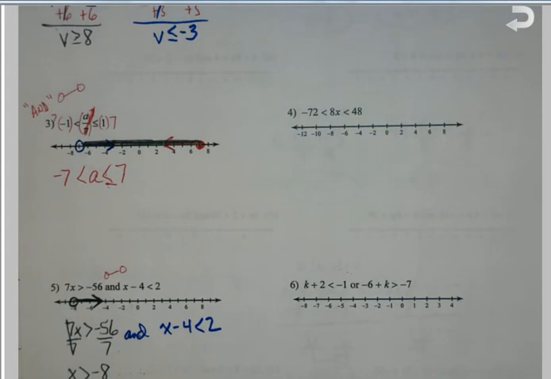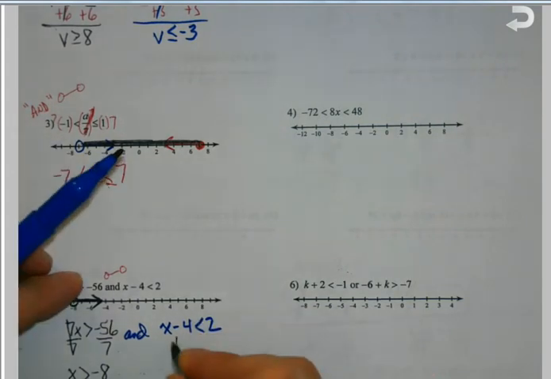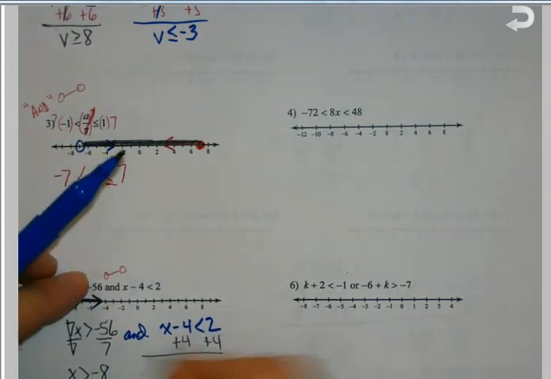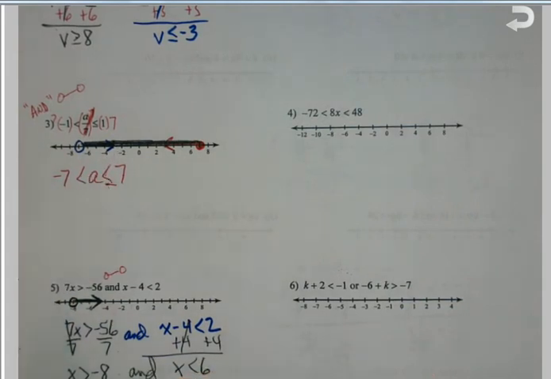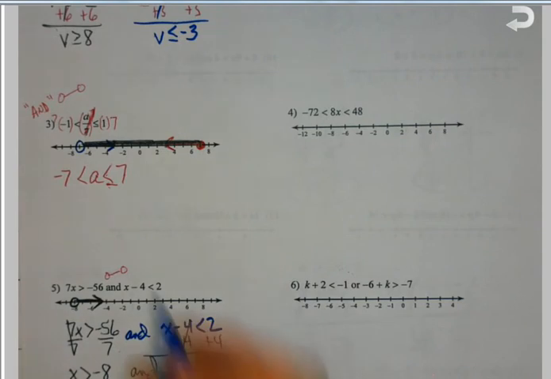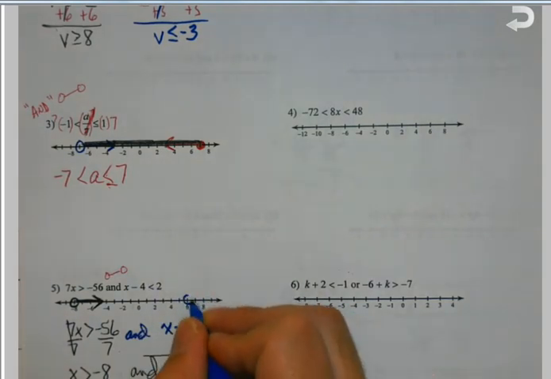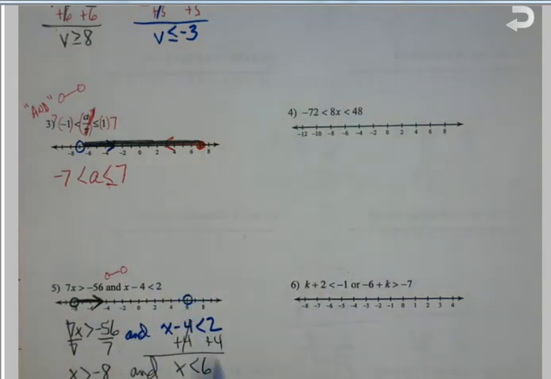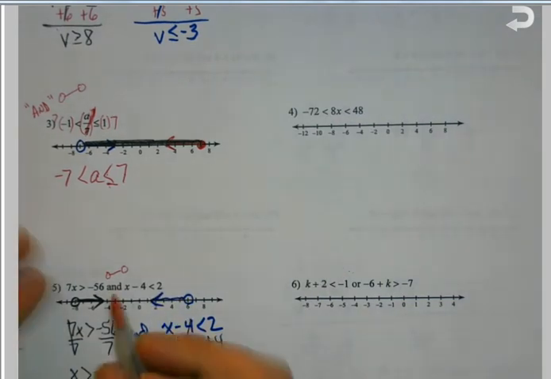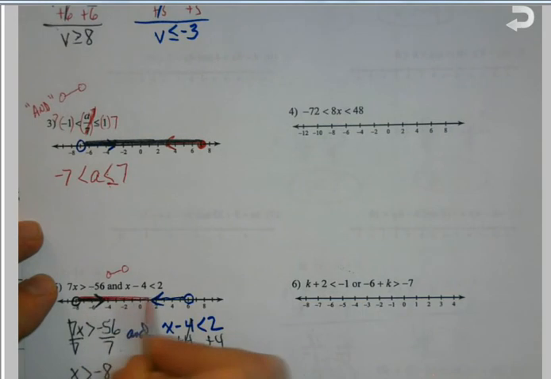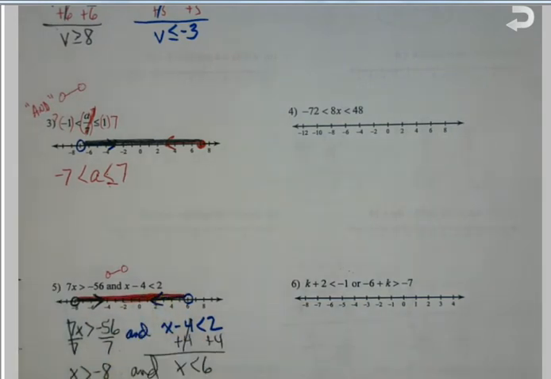Again, I'm just undoing to get x alone. I'm minusing 4, so I'll add 4. I notice at 6, no line underneath. Open. Arrow pointing at x, which means less than. And I see the crash would be coming. So I'm going to go ahead and color that in.